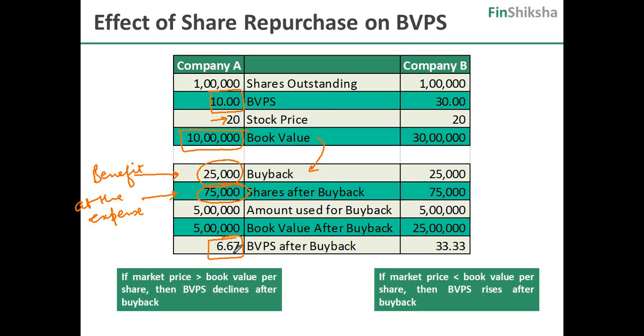On the contrary, there are other guys here. In this case, because book value per share is higher and you end up buying back the share at 20, you are saying that these guys actually suffered and these guys benefited, which means at the end of the entire exercise, you end up increasing the book value per share for the remaining shareholders.